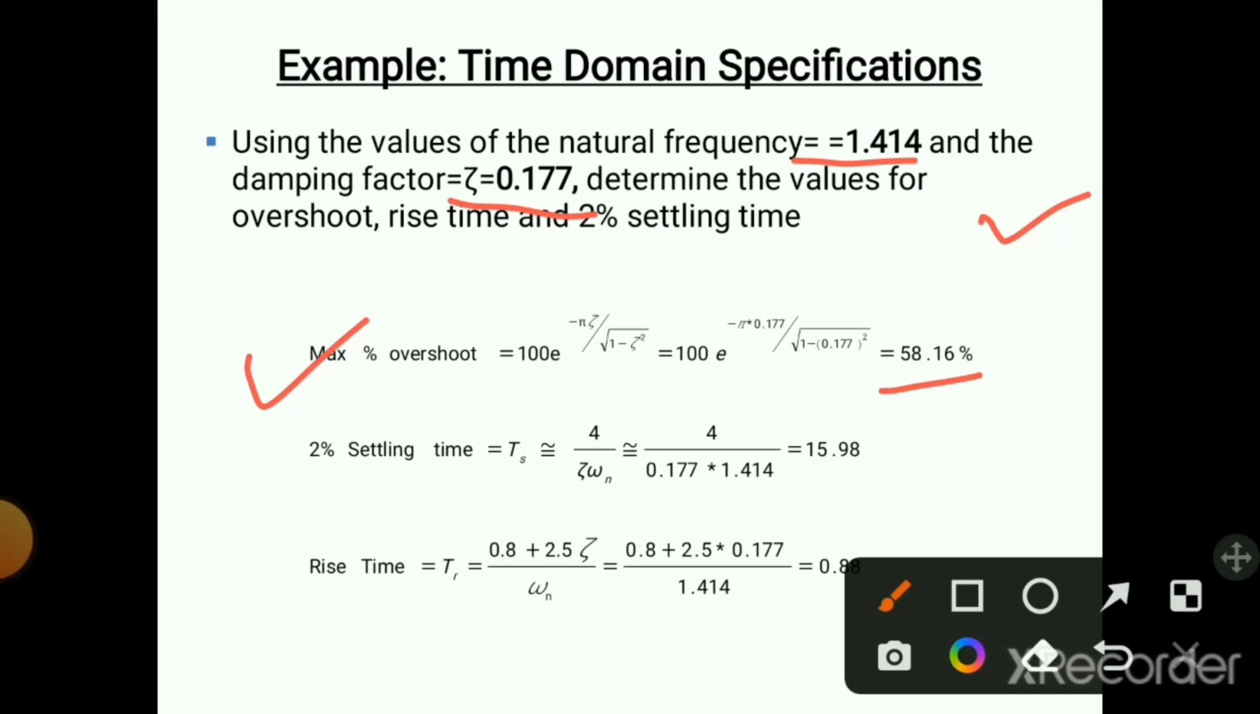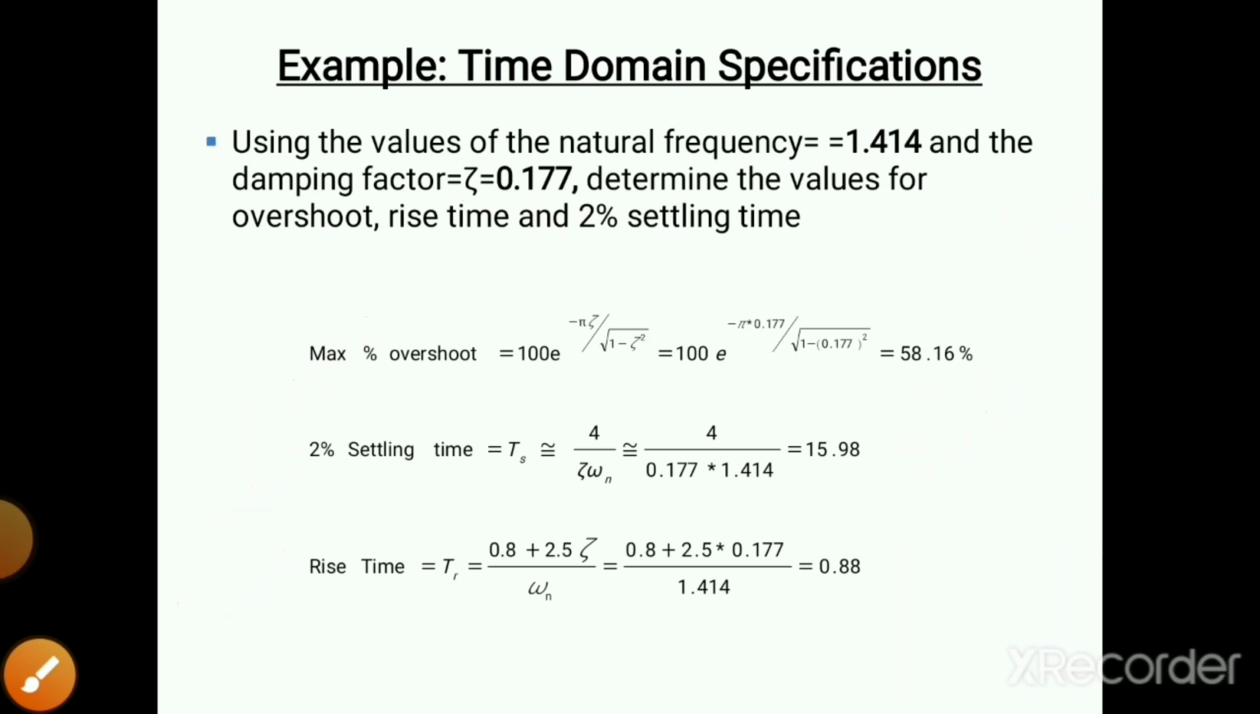Okay. Now the second formula is 2% settling time. So TS is equal to 4 upon zeta omega n. So we have to put here the value of zeta and omega n. So settling time is 15.98 seconds. And third is rise time. TR is equal to 0.8 plus 2.5 zeta divided by omega n. So after putting values, we'll get the answer as 0.88 second. So like this, we can find answers for time domain specifications. So like this, we can perform time domain analysis of the system.